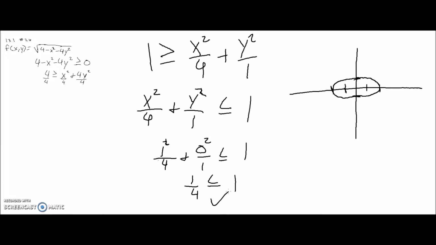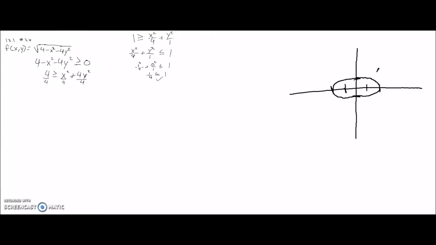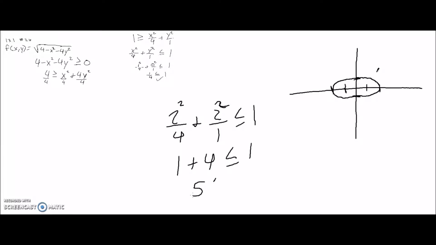And then of course if we were to go and check something outside, it would be an equation that doesn't work. So to do that, we could pick the point 2, 2, which would be outside. It would be about right there. If we were to plug in 2, 2 to our equation, we would get 2 squared over 4 plus 2 squared over 1 is less than or equal to 1. This gives us 4 over 4, which is 1, plus 2 squared is 4 over 1 is 4. It's less than or equal to 1, which gives us 5 is less than or equal to 1, which is a false statement. So that confirms that the domain is the area inside of this ellipse.